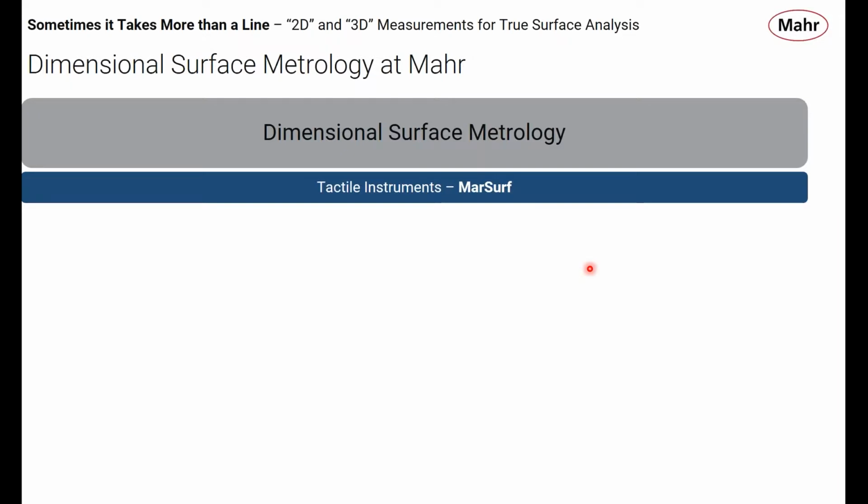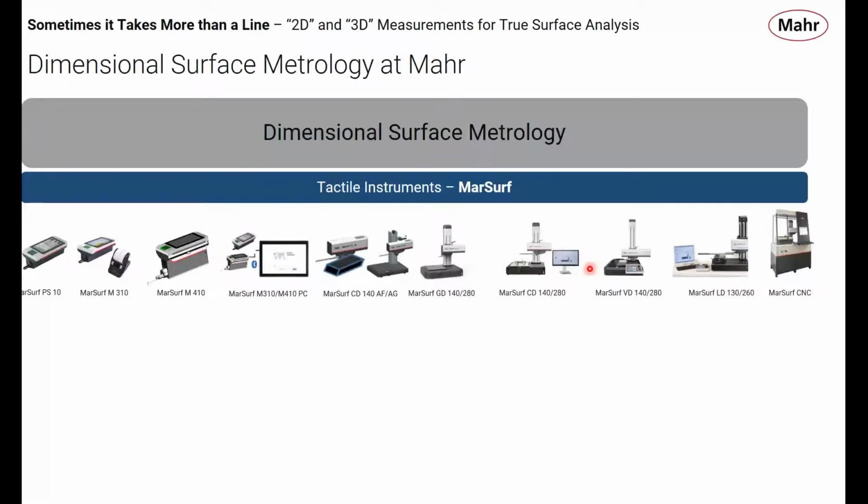We have our MarSurf product line, which is our tactile instruments. These instruments use a diamond tip stylus to trace across the surface to produce a cross section of height as a function of position, which we in turn use to calculate and produce roughness parameters. We offer that in a pretty wide range of products, from the PS10, which is a very easy to use handheld product, press the green button, get roughness, all the way to the MarSurf CNC instruments, which are multi-axis automated CNC tools for more complex analysis tasks as well as more complex parts.